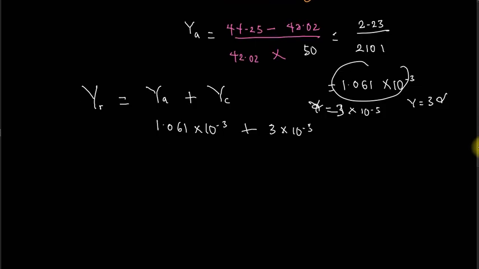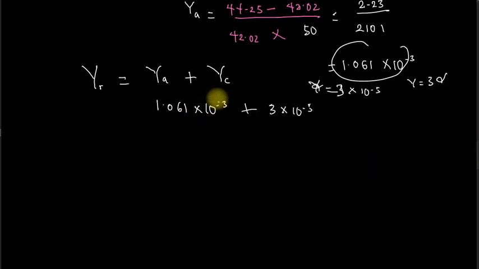Most students make mistakes when adding. You cannot add two unlike terms. You see 10 raised to the power minus 3 here, and 10 raised to the power minus 5 here. You cannot add them together because they are unlike terms. How can we add them together then? You have to make them like terms, right? And how do we go about that?